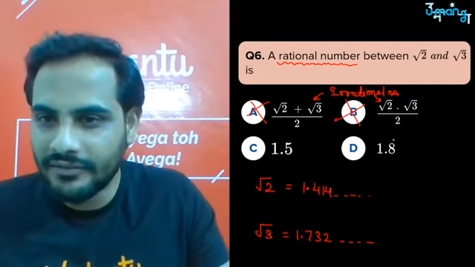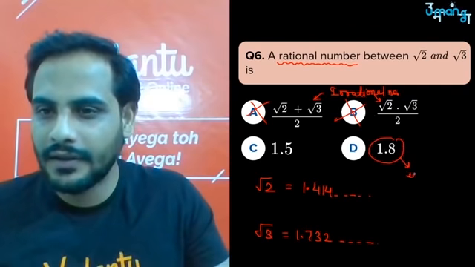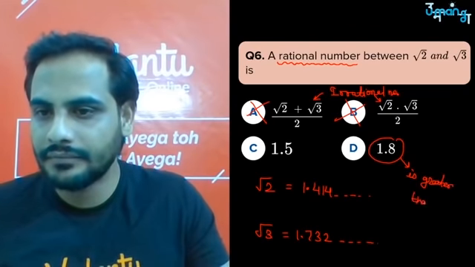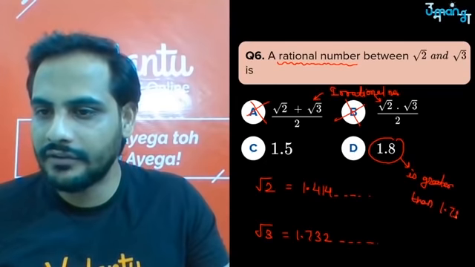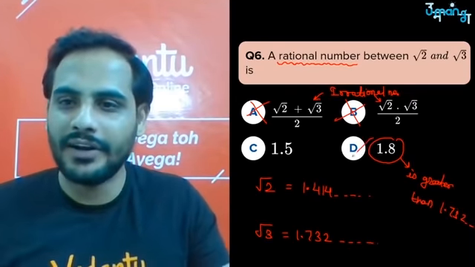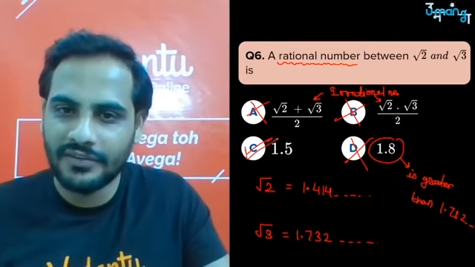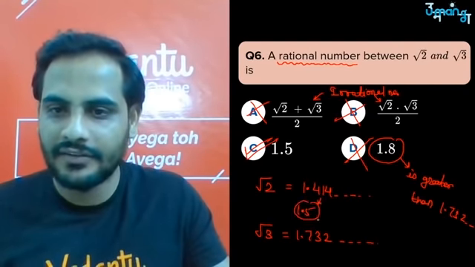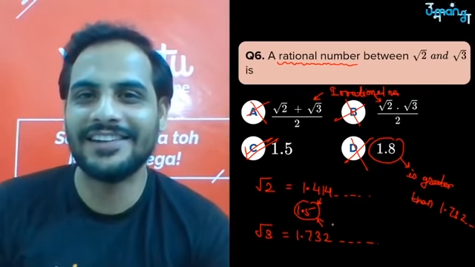Now you can see 1.8 is greater than 1.732 and so on, that is, it is greater than square root of 3. So 1.8 will also not be the correct answer. Option C is the correct answer. That is, 1.5 is a number between square root of 2 and square root of 3, and it is a rational number.